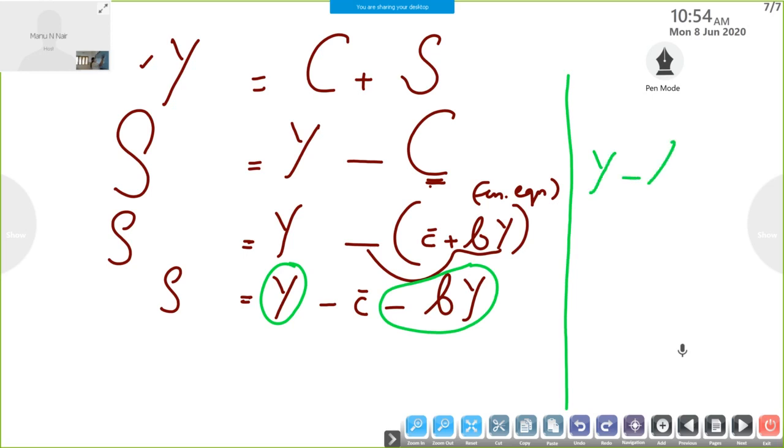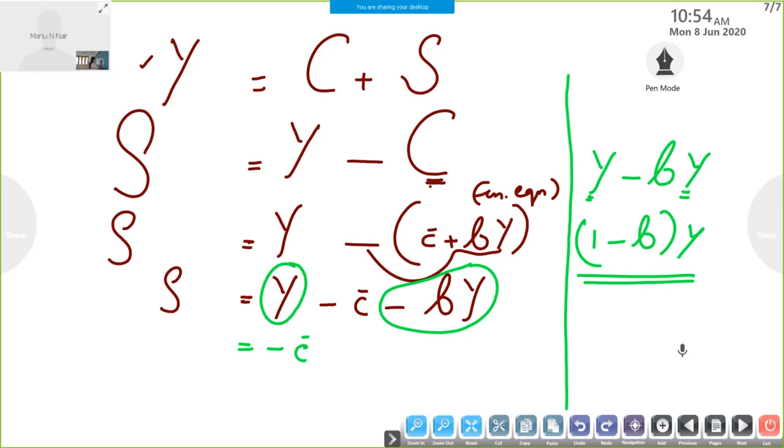Y minus BY. Y is common, right? So I can write here Y by Y minus BY, that is 1 minus B. So I can write like this, minus C dash, then what is there, 1 minus B into Y, means here sign is plus, so plus 1 minus B Y. This is our saving equation.